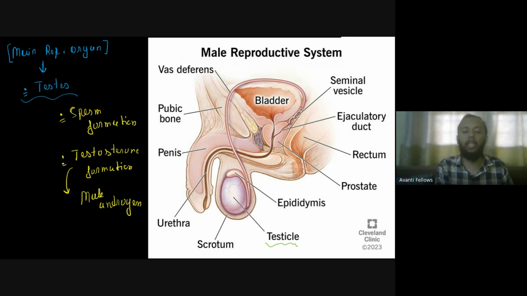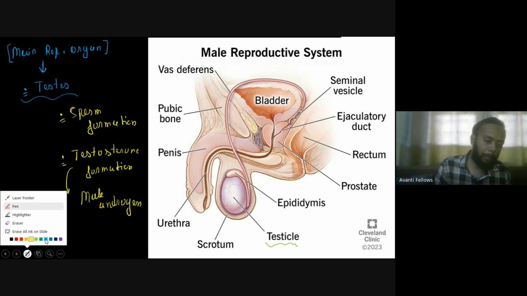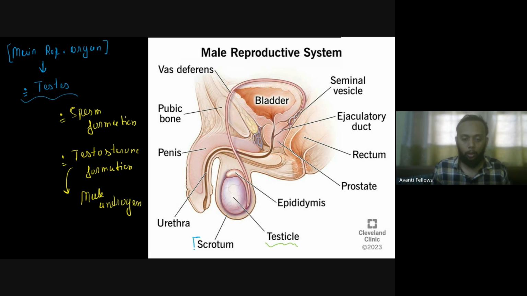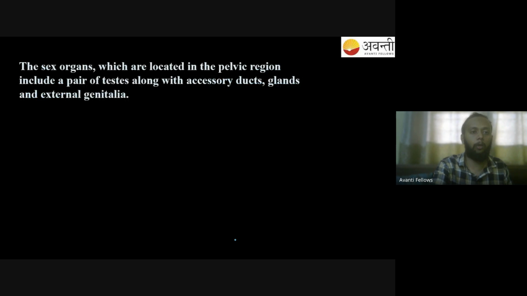Now when we discuss testes, the first thing you have to know is that testes are kept in a bag-like structure and that bag-like structure is called my scrotum. So inside your scrotum the testes are placed over here. So testes are kept in a bag-like structure and that bag-like structure is called my scrotum. So that is the first thing you have to know. So you can see over here.